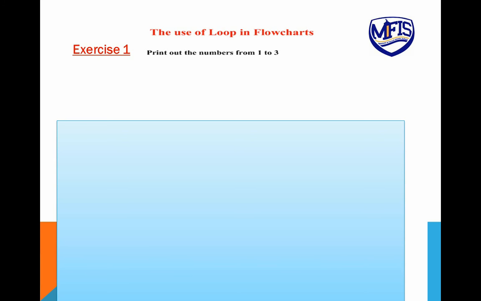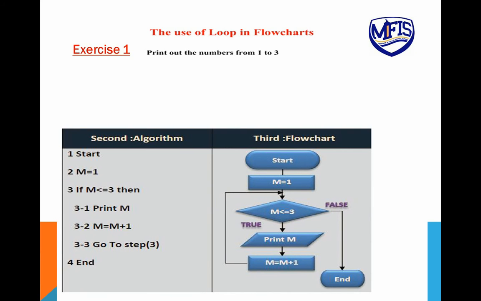So, to define the problem, our output is to print out the numbers from 1 to 3. The input is the variable or the number m, and the solution is to print the numbers of m from 1 until you reach 3, and to do this you have to increment your variable m by 1 each time to reach 3. Then write the algorithm and flowchart.